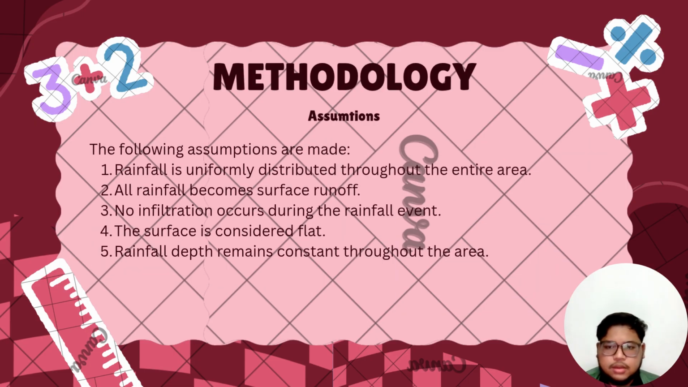Next is assumption. To simplify the analysis, we made several assumptions. We assume that rainfall is uniformly distributed across the entire area. All rainfall becomes surface runoff, no infiltration occurs, the surface is flat, and the rainfall depth remains constant throughout the area.